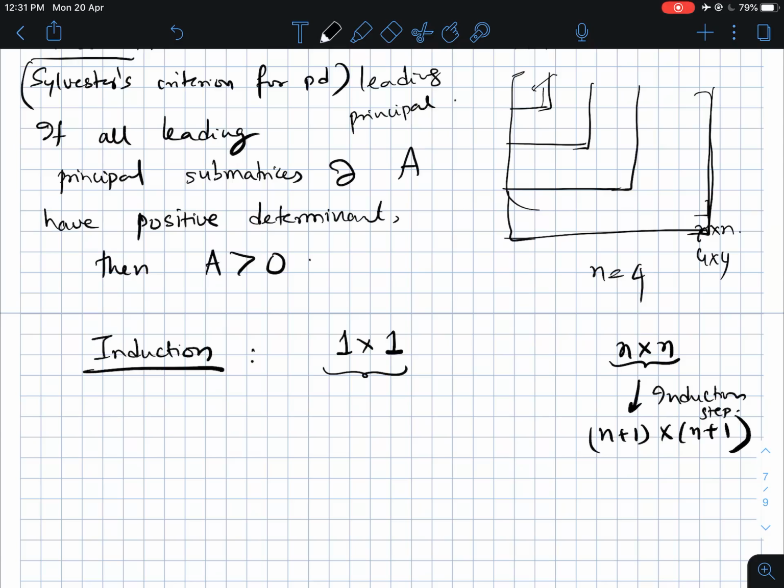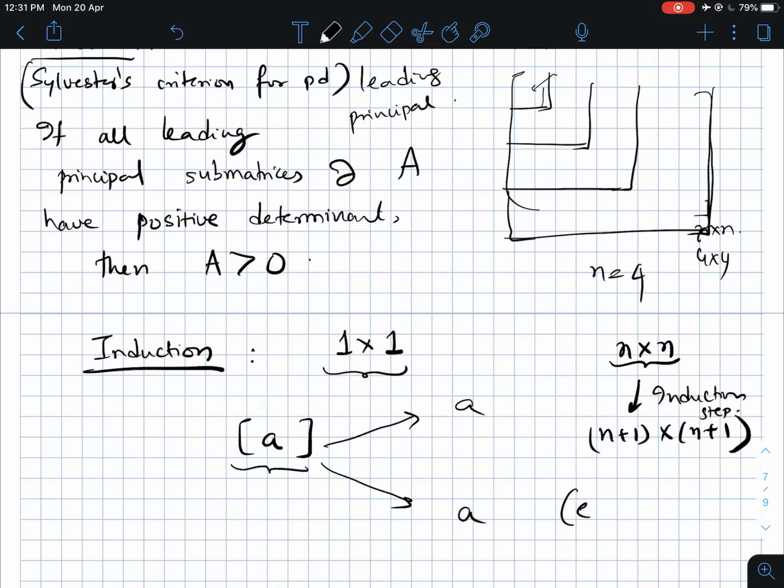So let's see if this is true for 1 cross 1 matrices first. If you have a 1 cross 1 matrix, that's just a scalar, so it just has one entry, A. What does Sylvester's criterion say? If the determinant of this 1 cross 1 matrix is positive, then the matrix has to be positive definite. Is that true or not? If the determinant is positive, what is the determinant of a 1 cross 1 matrix? A. What are the eigenvalues of this 1 cross 1 matrix?